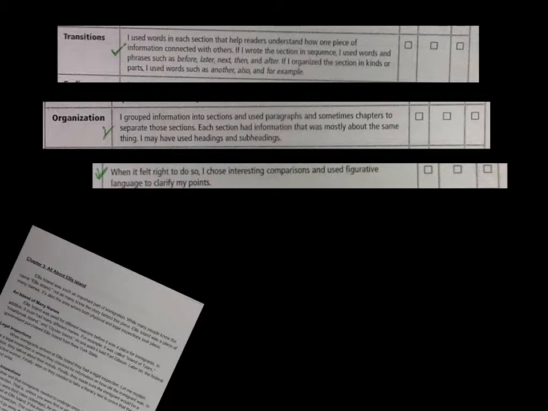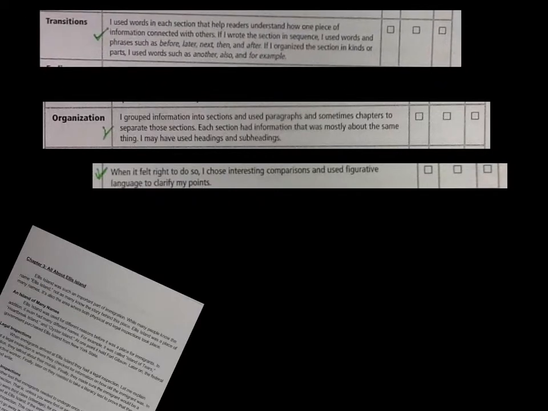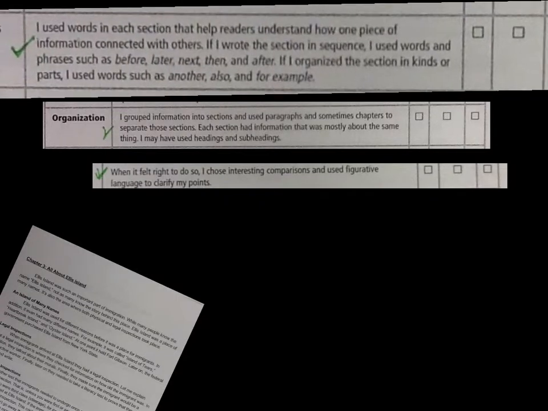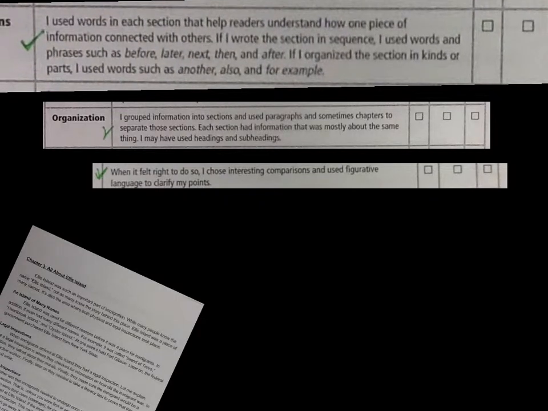When we write an essay for one of our chapters, we need to have good transitions. This means that we use words in each section that help readers understand how one piece of information connected with others. If I wrote this section in sequence, I use words or phrases such as before, later, next, then, after. If I organize the section in kinds or parts, I use another, also, or for example. What this is telling us is our essay needs to have some sort of order, either chronological or linked by topics, and it needs to include those transition words.